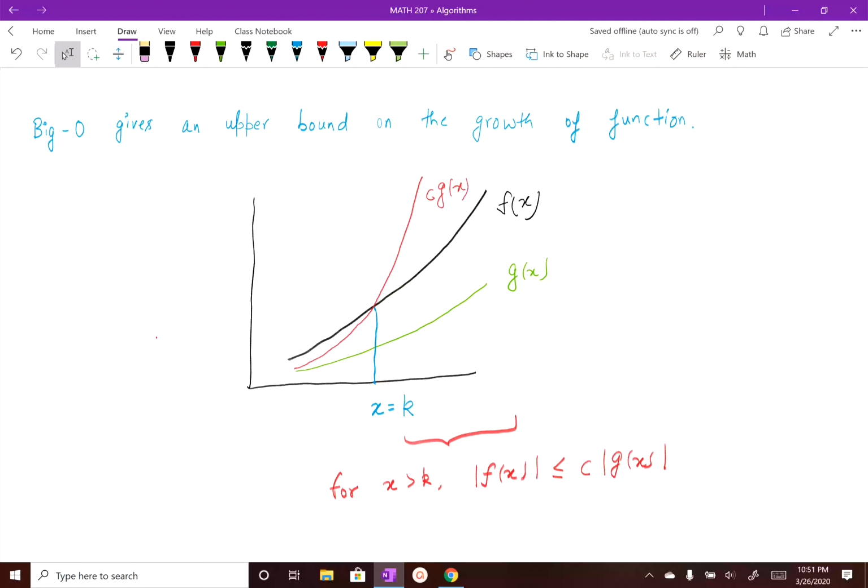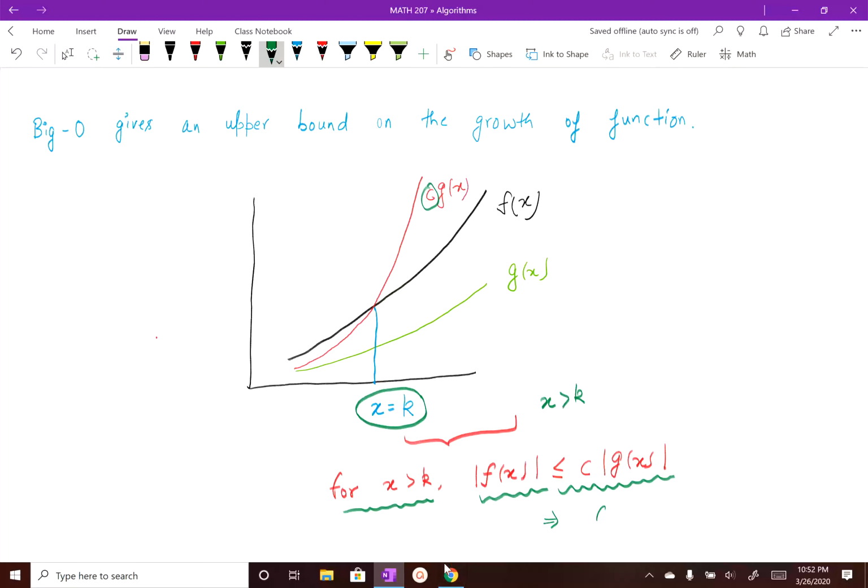So let's suppose we have two given functions f of x and g of x, which are represented here by this black and green curve. Then for positive constants k and c, we can see here that c times g of x is going to dominate the given function f of x after the value of x becomes larger than k. So for every x greater than k, we satisfy this inequality that the absolute value of f of x is less than or equal to c times the absolute value of g of x.